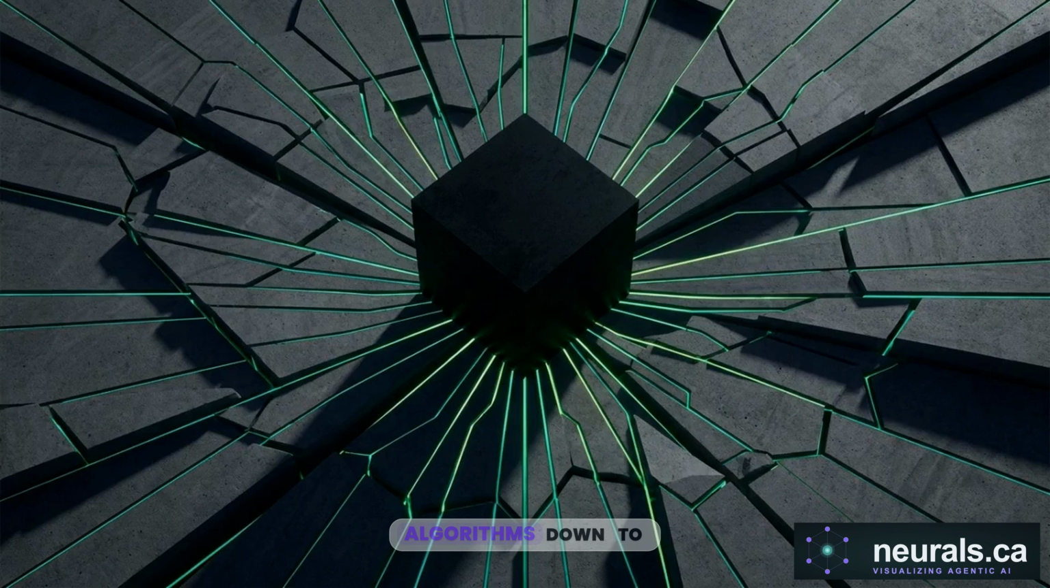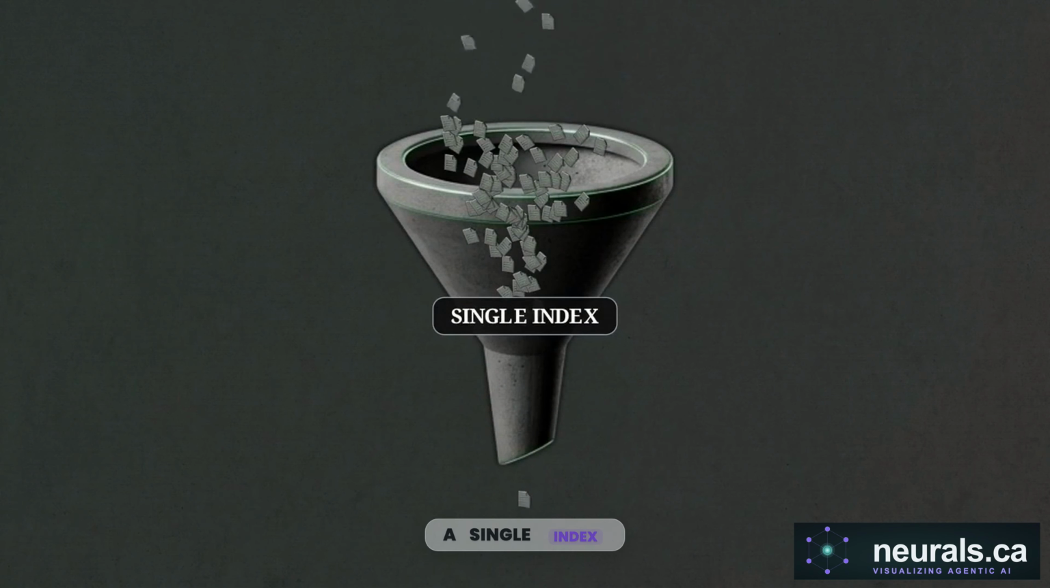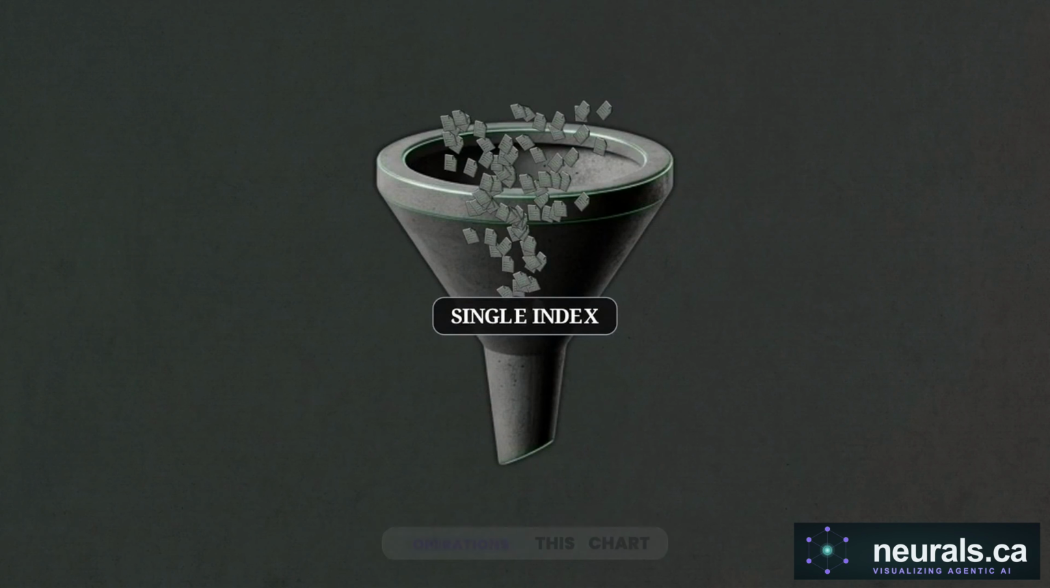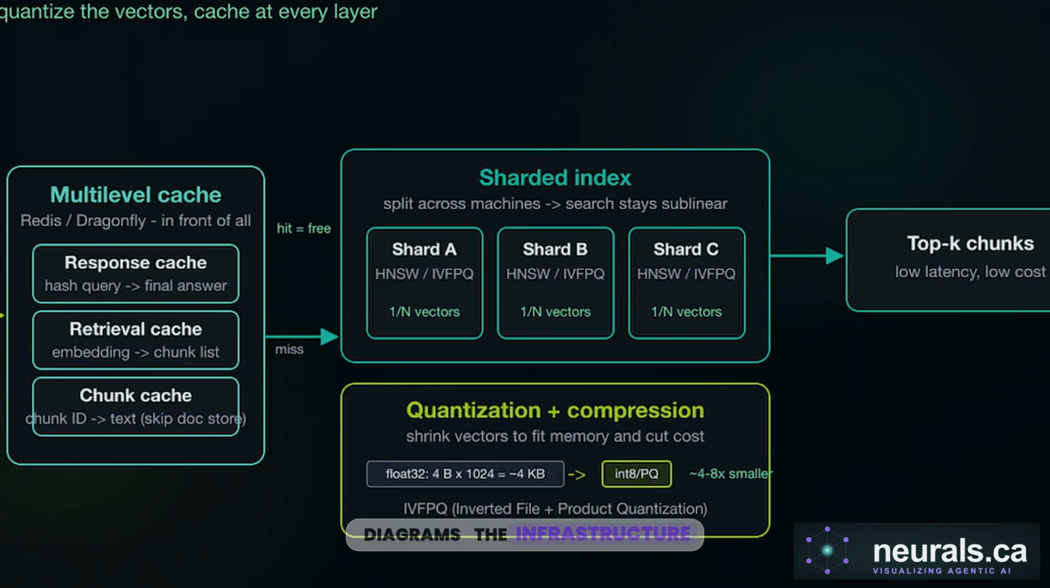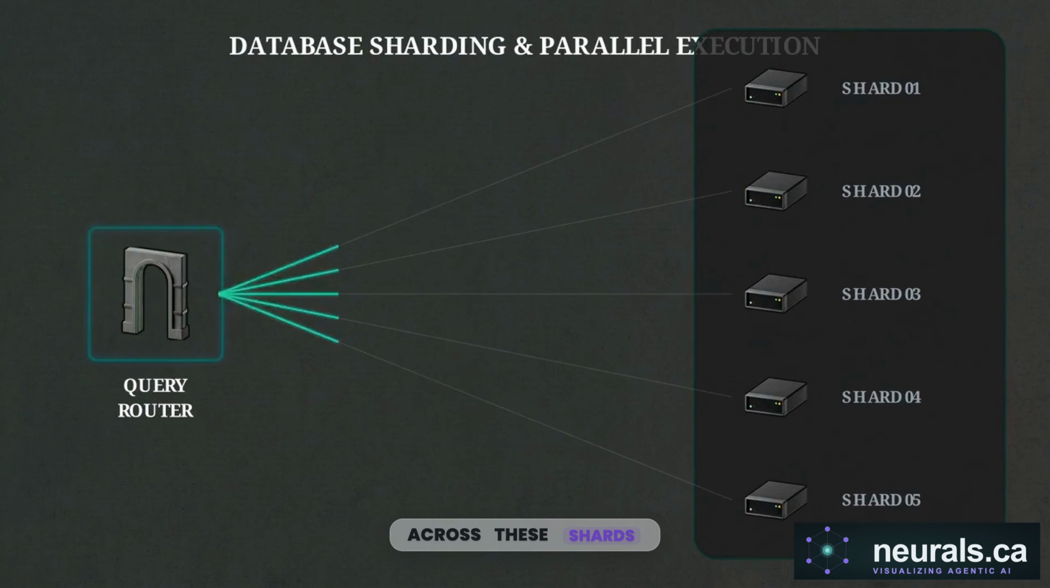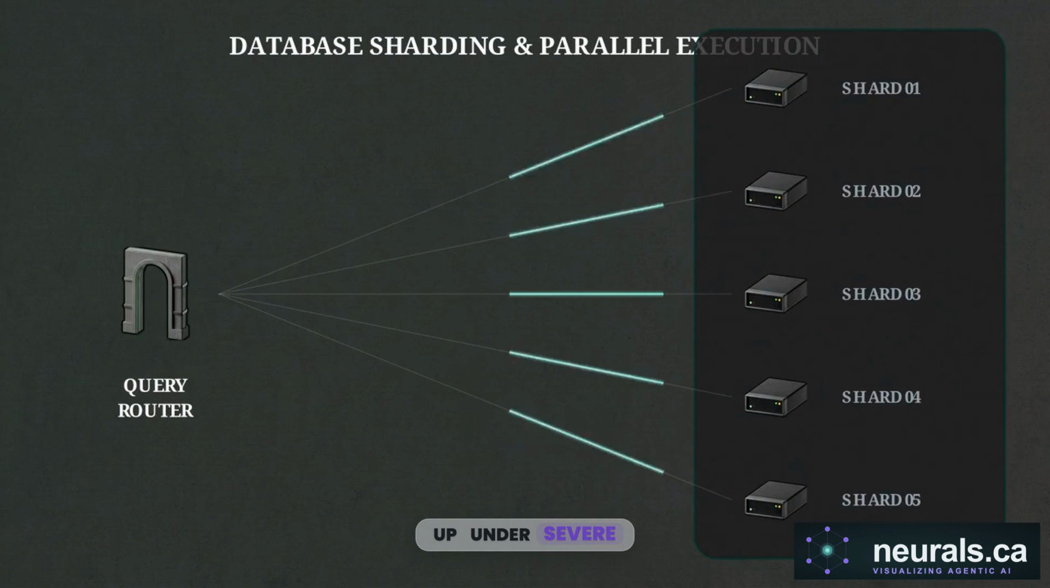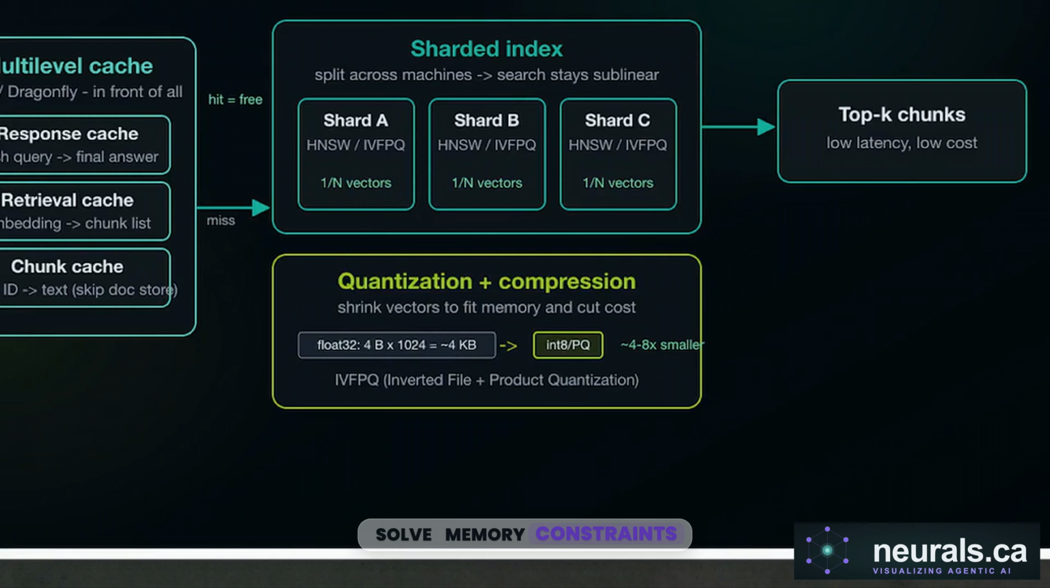Now we drop below the algorithms, down to the physical hardware layer supporting millions of vectors. As the corpus grows, storing everything in a single index creates a strict bottleneck for search operations. This chart diagrams the infrastructure solution, sharding. We split the vector index across multiple discrete machines, dividing the data into fractions. By executing queries in parallel across these shards, search operations remain sublinear, preventing the database from locking up under severe enterprise load. To solve memory constraints, we apply quantization, compressing vectors from 32-bit floats to 8-bit integers.